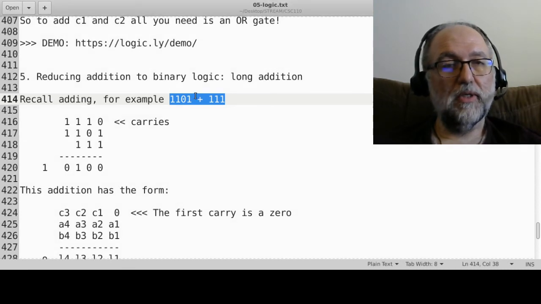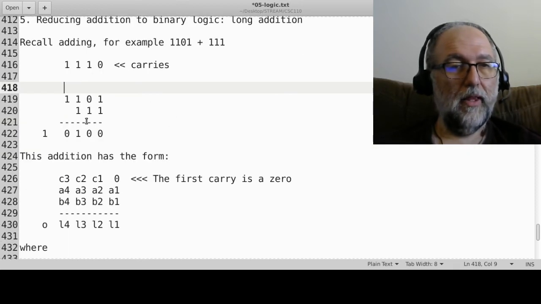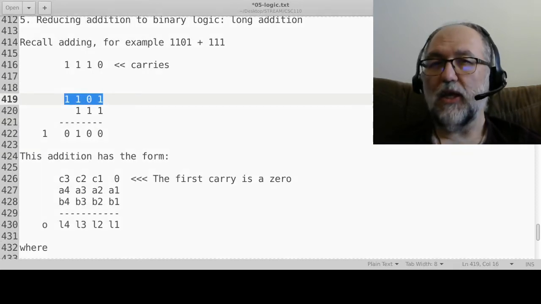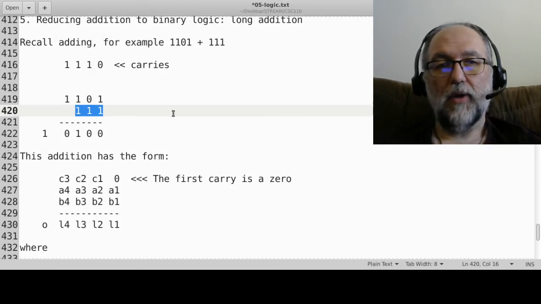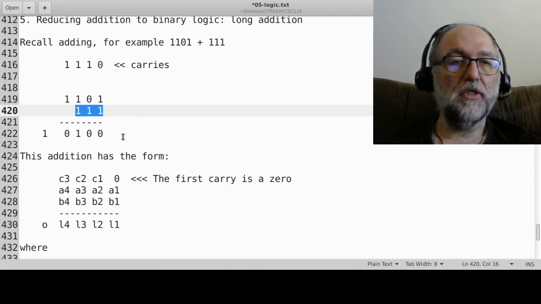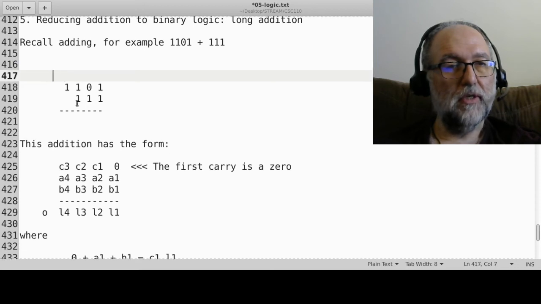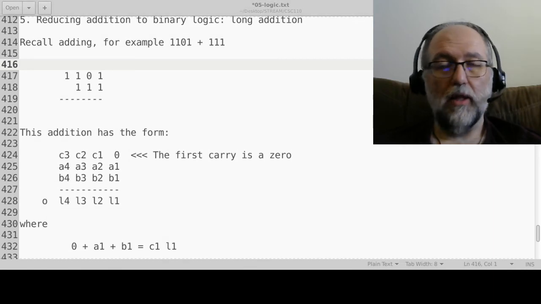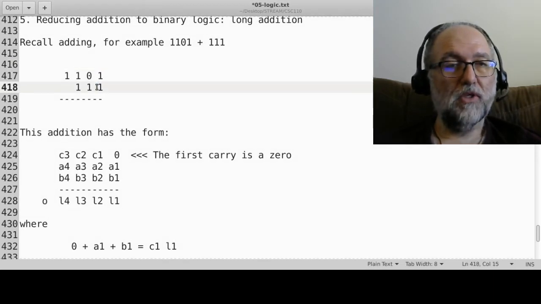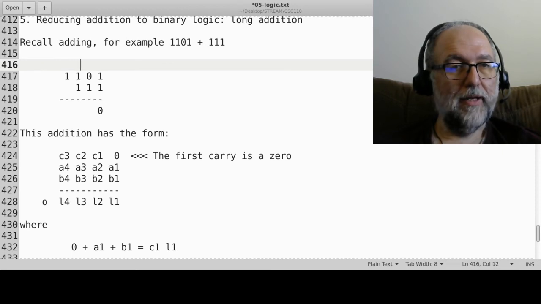Well, what you would do is take the first number here, 1101, ignoring the carries for a minute, and underneath it you would align 111 like that. Now, I'm going to redo the addition altogether, from scratch. You start off with the ones column, and you go 1 plus 1 is equal to 0, and then you have a carry of 1 like that.